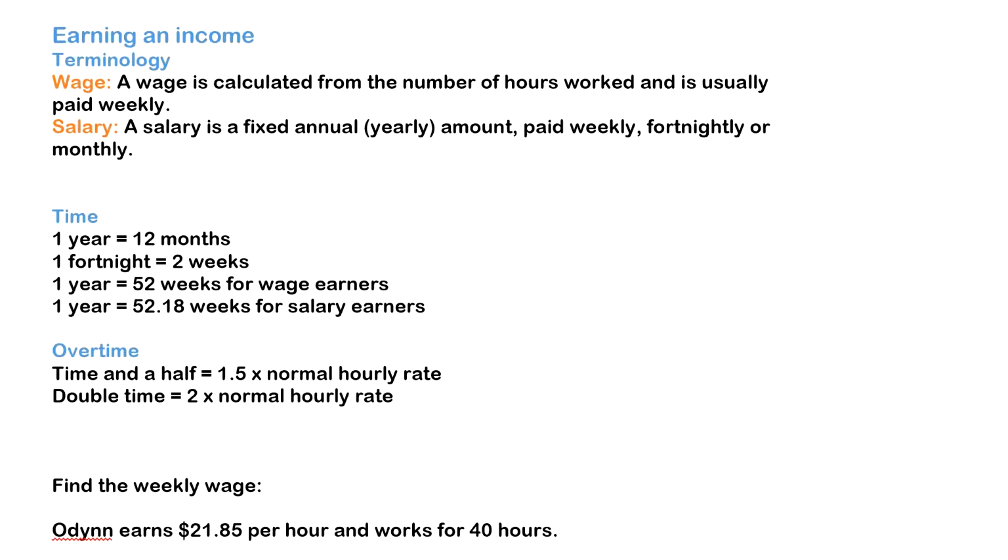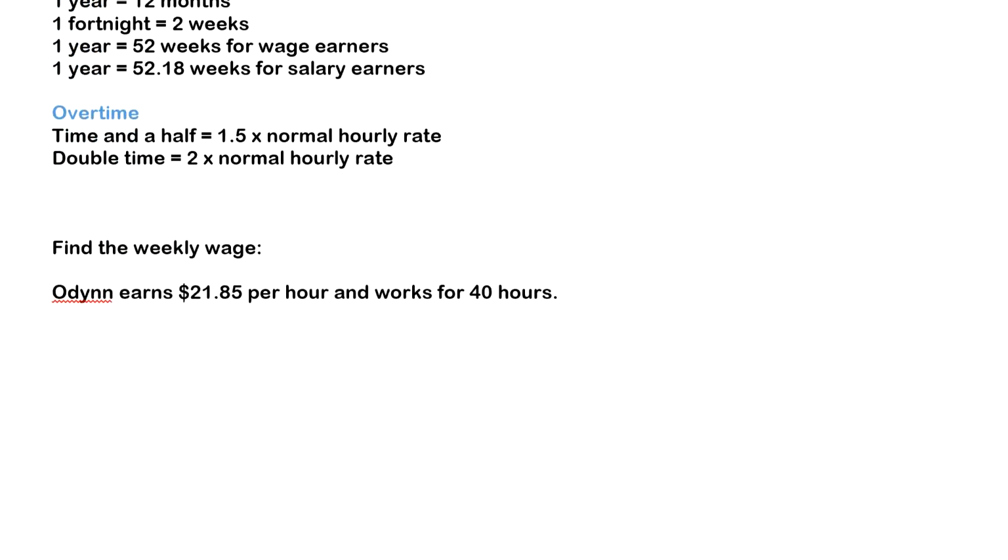Now, if you're talking in terms of wage earners, 1 year is 52 weeks. But if you're talking in terms of salary earners, 1 year is 52.18 weeks. So make sure you don't make a little easy mistake there. Now, in terms of overtime, time and a half is just 1.5 times the normal hourly rate. And double time is 2 times the normal hourly rate. So we're going to answer some questions now revolving around what we just said.